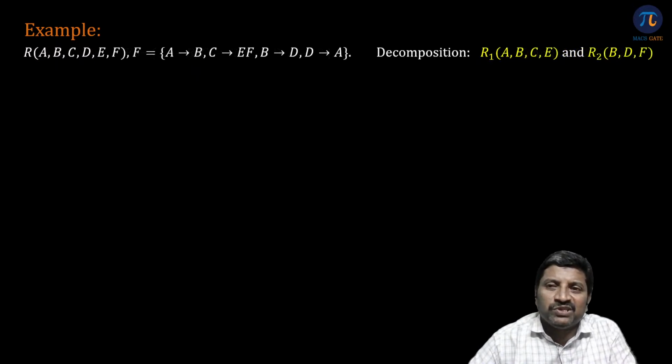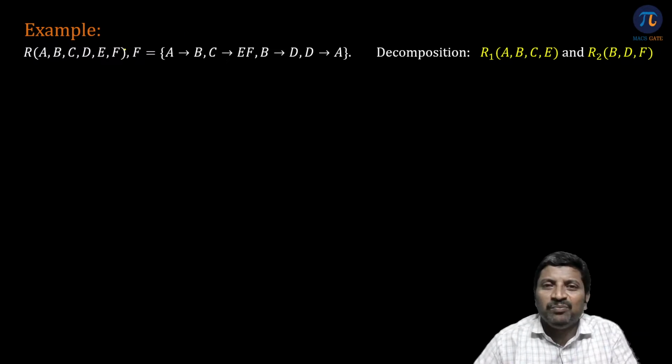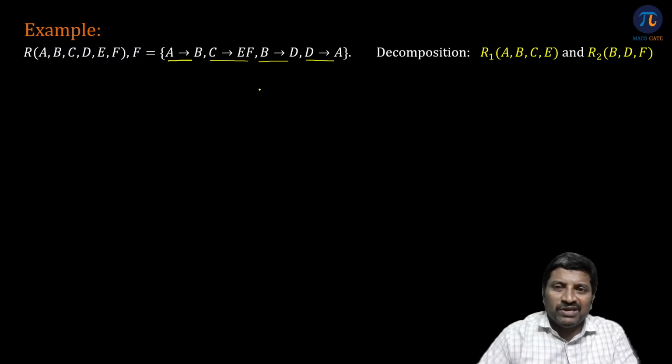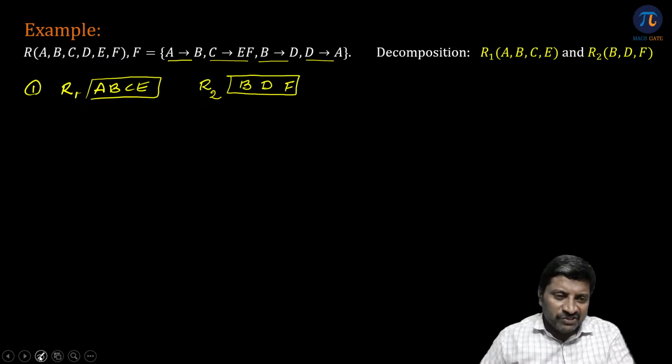Let us consider one more example. I have a relation with 6 attributes A, B, C, D, E, F. Now the functional dependencies are A implies B, C implies EF, B implies D, D implies A. What are the relations they given, sir? The first relation is R1 with A, B, C. What is R2? B, D, F.